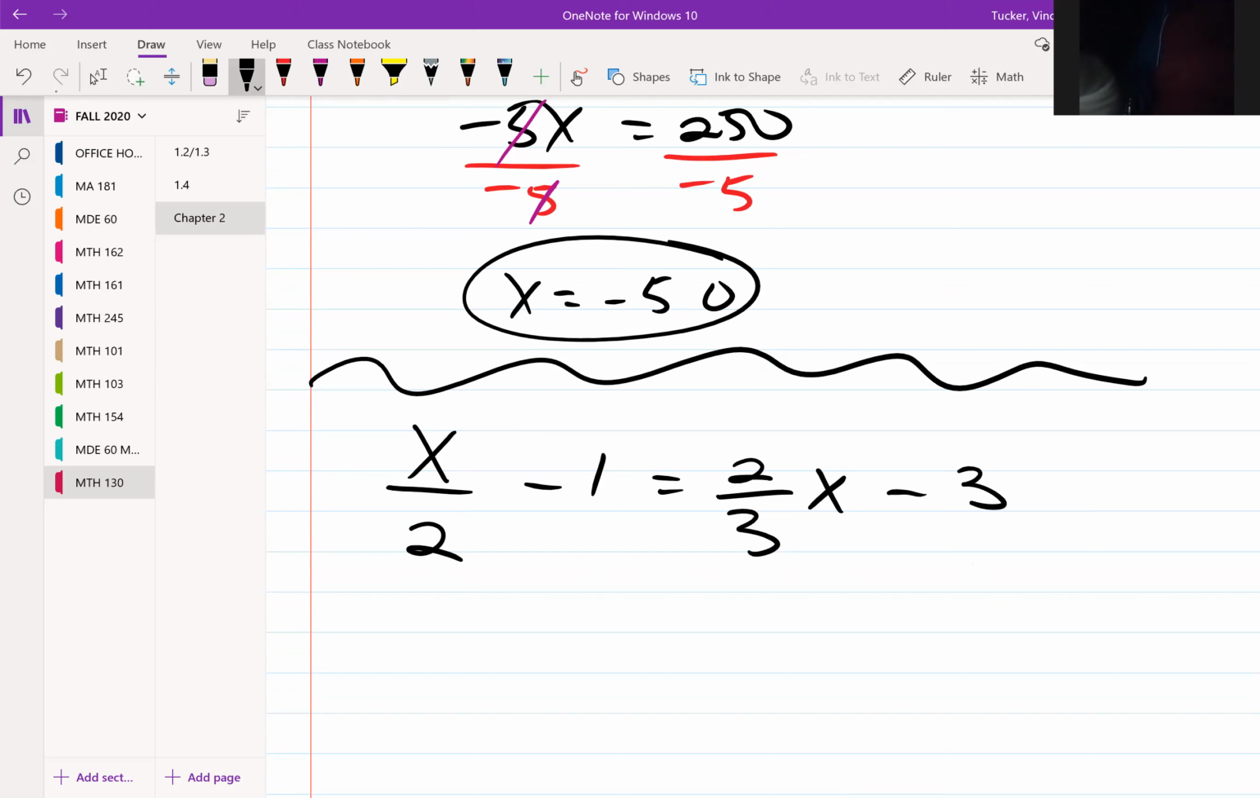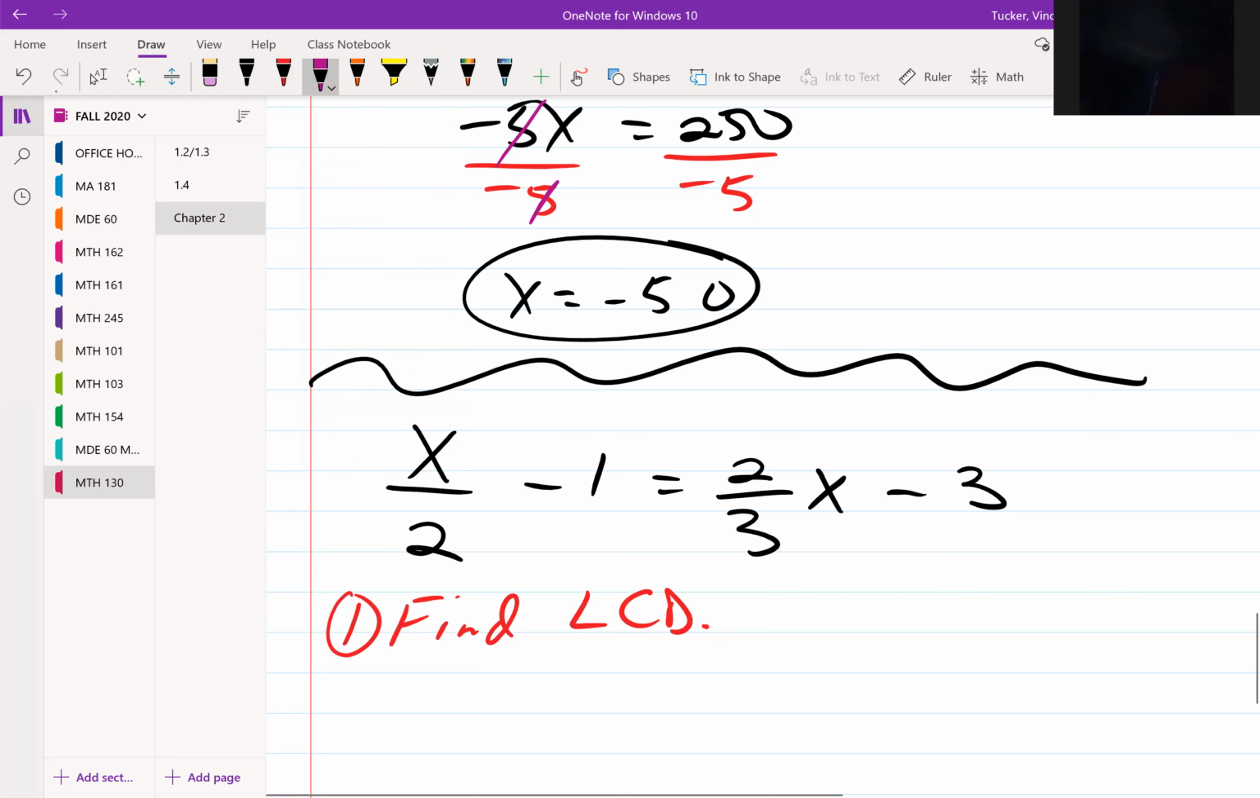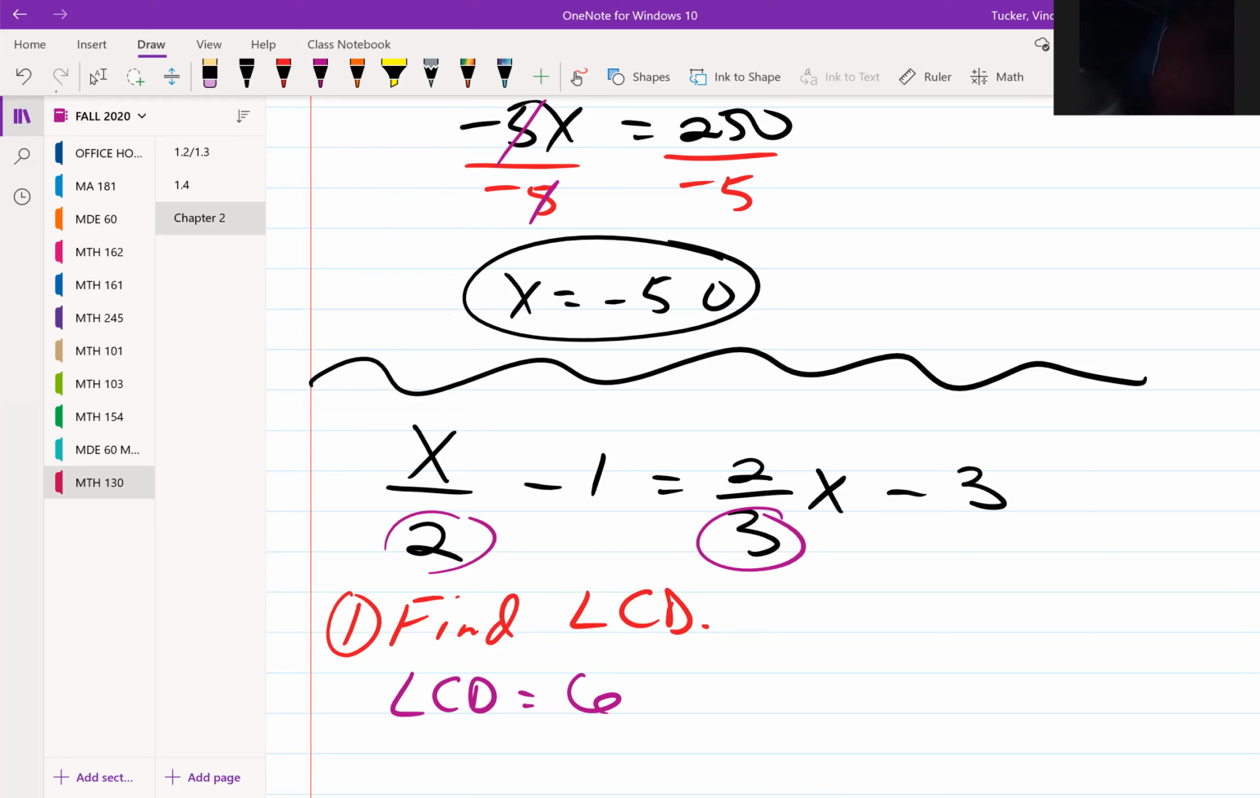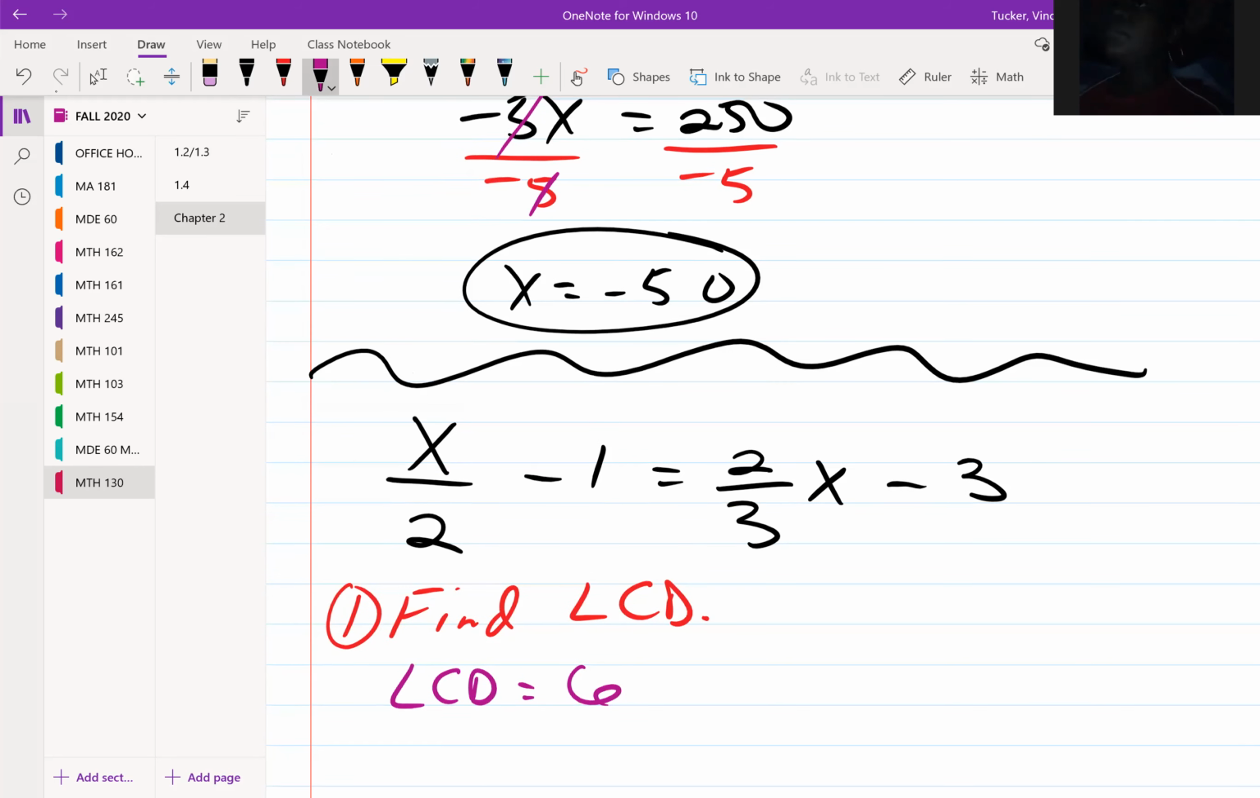So the first thing we want to do here is find the LCD. We're talking about the least common denominator of each denominator involved in the equation. So that's going to be 6. Remember, your LCD is going to be the smallest number that each denominator can divide into evenly. So 2 and 3 can divide into 6 evenly.